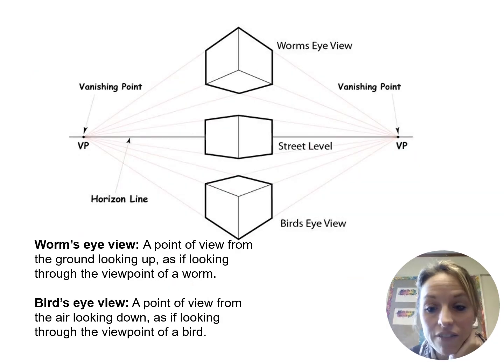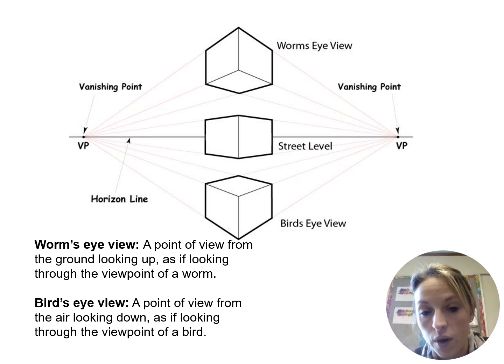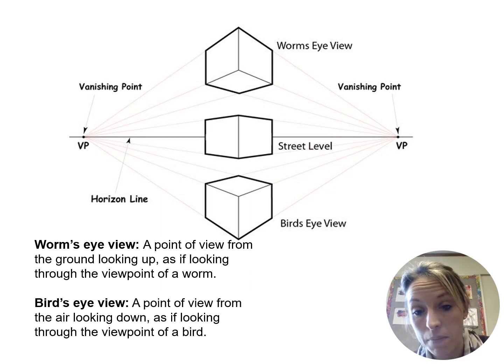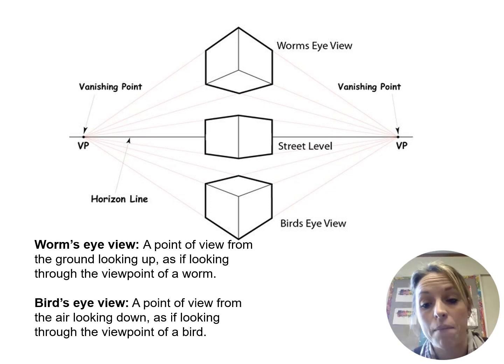Okay, so we have two more definitions. So we're going to talk about worm's eye view and bird's eye view. Worm's eye view is the point of view from the ground looking up as if through the viewpoint of a worm. So if you see that top box there, we can see the bottom of the box. So we're going to imagine that we're a little worm, only a little worm or something underneath that box would be able to see that viewpoint.